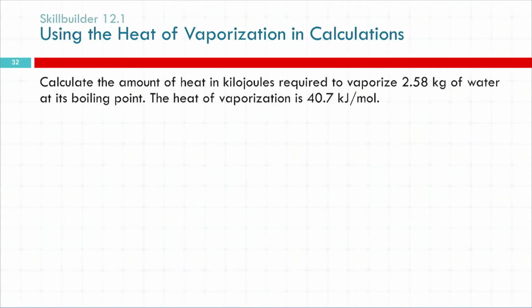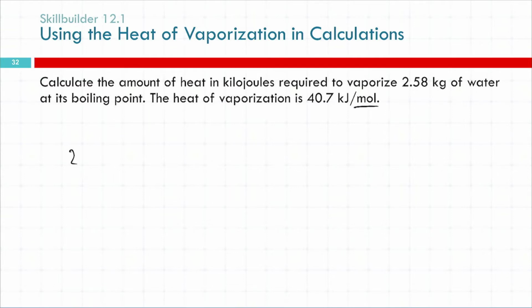Let's calculate the amount of heat in kilojoules required to vaporize 2.58 kilograms of water at its boiling point. The heat of vaporization is 40.7 kilojoules per mole. So our first step here is to notice that our units of the heat of vaporization are per mole.